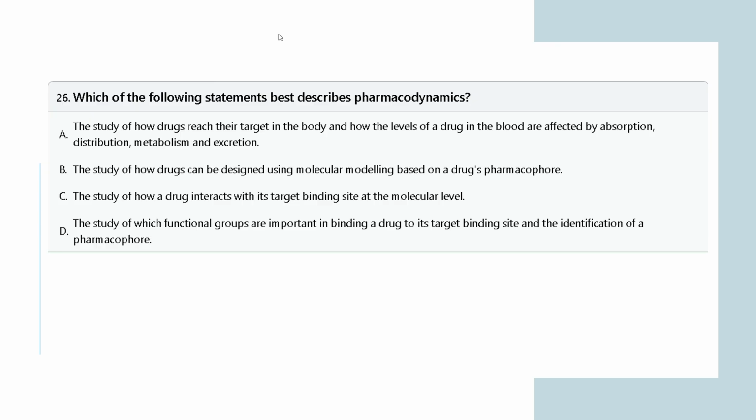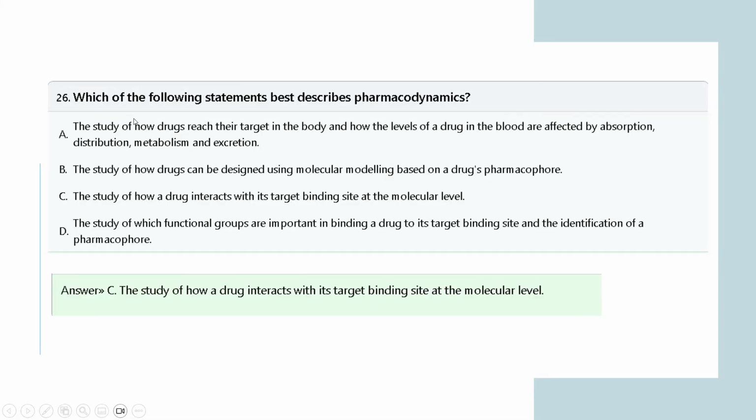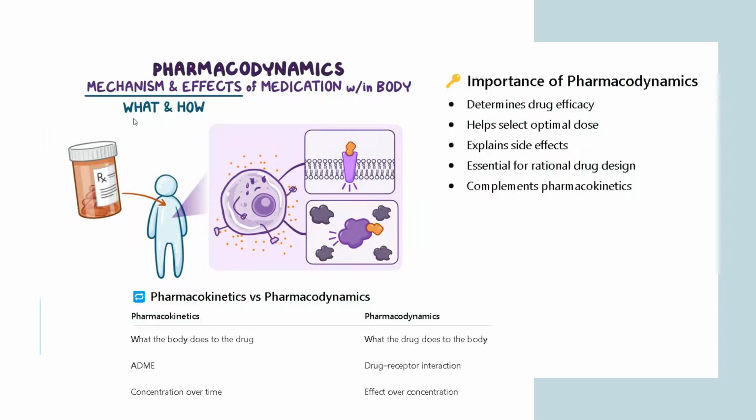First of all, the drug is doing something to our body, and then how our body is getting affected, how our body is responding to that particular drug. So that is known as pharmacodynamics. Okay, so it is not option A, the pharmacokinetics, but option C, that is the study of how a drug interacts with its target binding site at a molecular level.